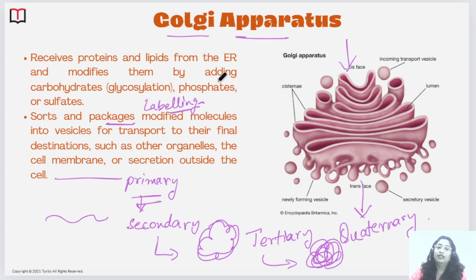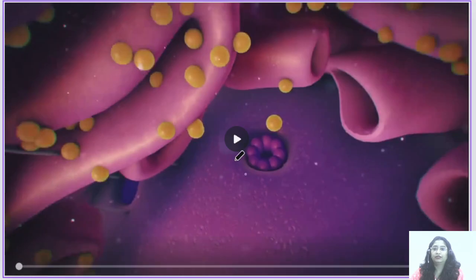So here also labeling. Labeling means there are some carbohydrates or lipids getting attached to the protein molecule. Okay. This is the labeling or tagging. It's like an address. Now it is moving from here in this direction. The vesicles are there. Vesicles are going to carry this protein to that particular address. Okay. So that's about the function of the Golgi apparatus. Let's watch this video for a better understanding.